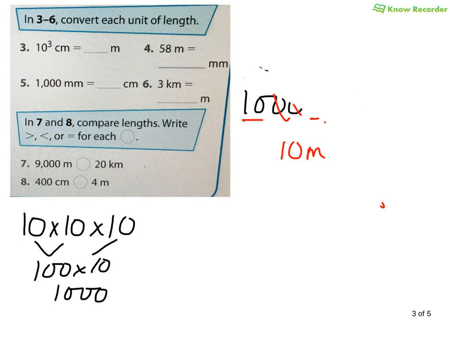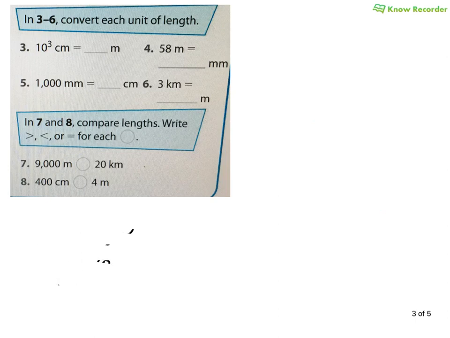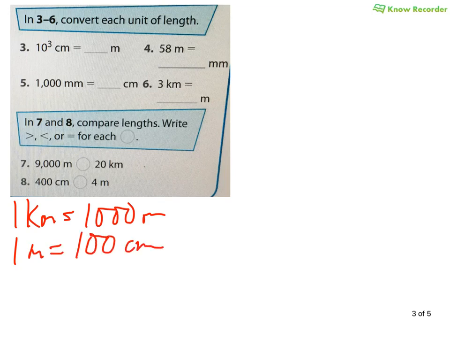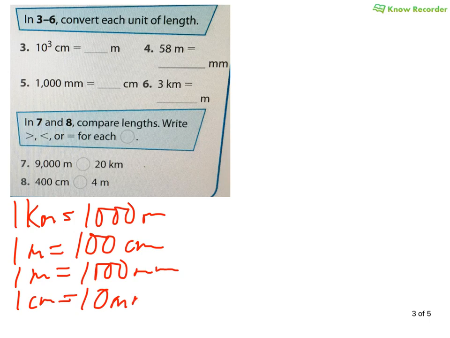So the next one, we see that we have 58 meters equals how many millimeters? And really what I should do is just write the chart here at the bottom, so that you could see it. It would make sense, and I don't have to go from page to page. So we have 1 kilometer equals 1,000 meters. 1 meter equals 100 centimeters. 1 meter equals 1,000 millimeters. And 1 centimeter equals 10 millimeters.